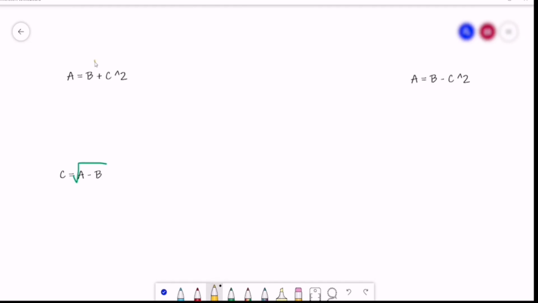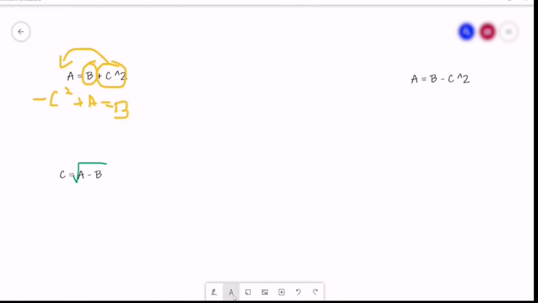This is when B is missing. Whenever B is missing, all we have to do then is just to move C squared towards the left side of the formula, causing it to become negative C squared plus A equals B. So essentially, we do not have to square root the formula. B equals A minus C squared.